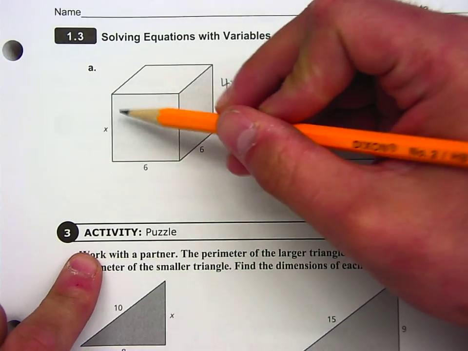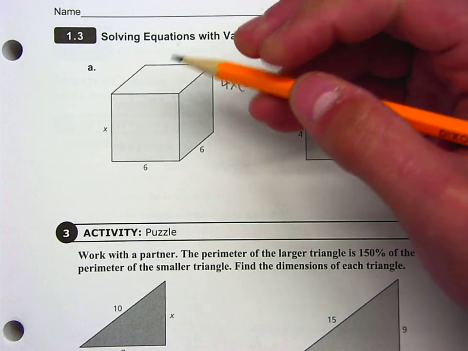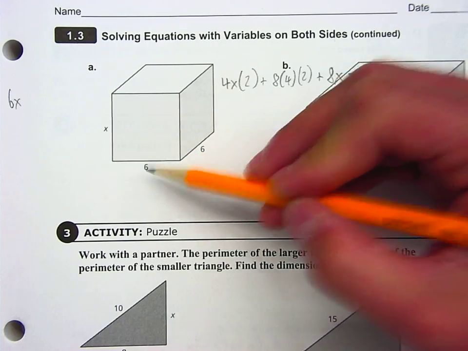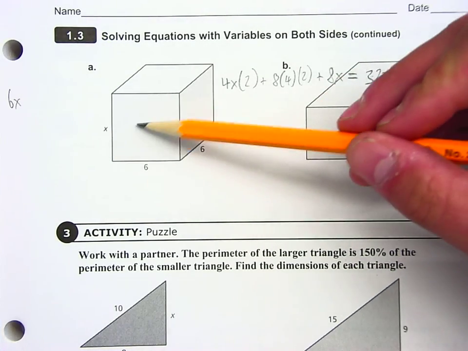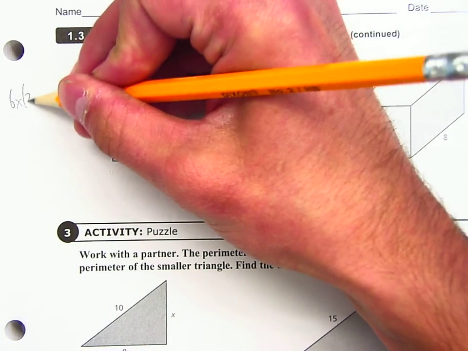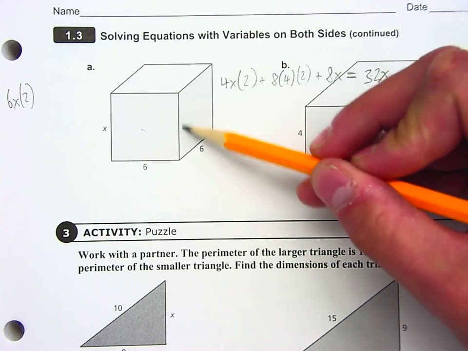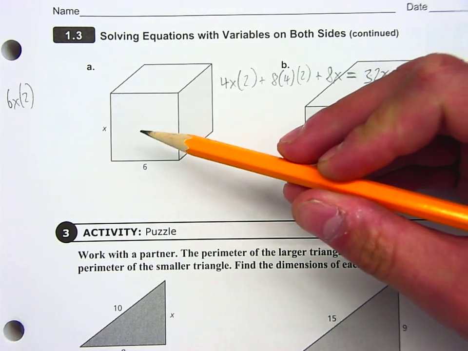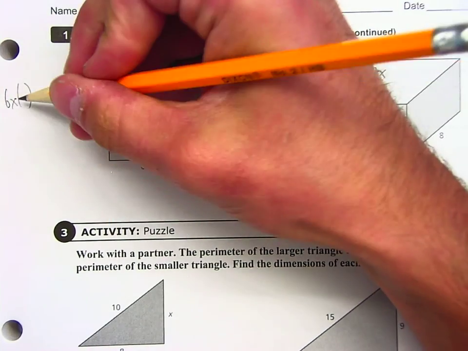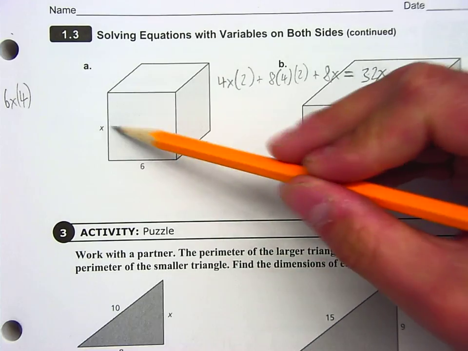So the area of this square is just 6 times x. Area of this square is 6 times x. So I'm going to write 6x. Now, how many of those squares are there? Well, I know there's one all the way on the back side, so there must be 2 of them. Now, this square right here actually is also 6 times x. And there's 2 of those, so I'm going to change this number to 4. There's 4 squares with an area of 6x.